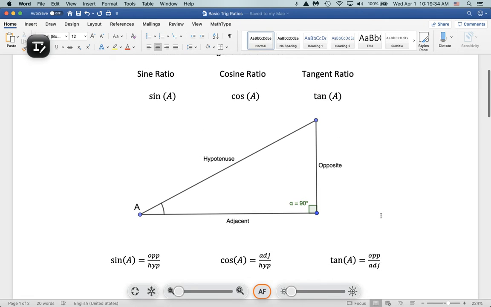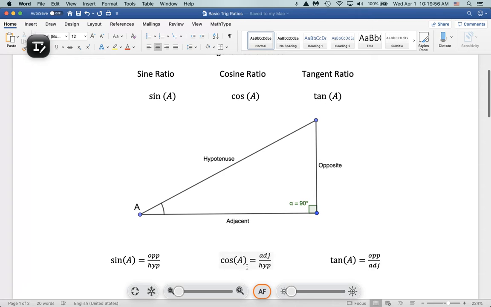Oh, I'm sorry. Let's talk about exactly what the sine, cosine, and tangent ratios are first. The sine ratio: if I ask for the sine of A, it's actually the ratio of the opposite side divided by the hypotenuse. So the length of this side divided by the length of that side, which is just a fraction. You could write it as a decimal, which you will be doing later.